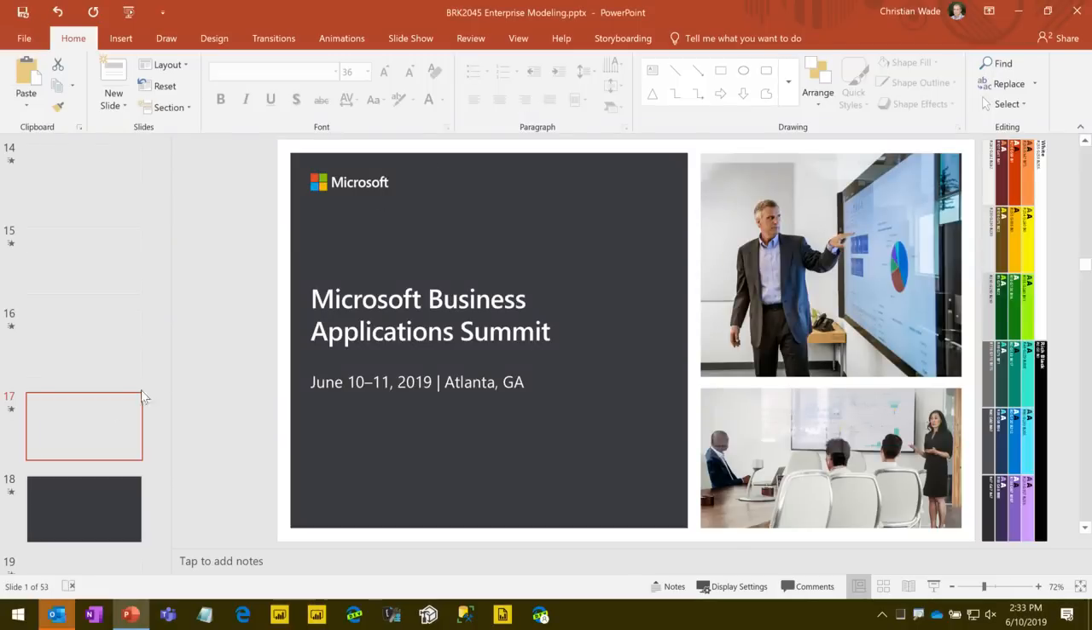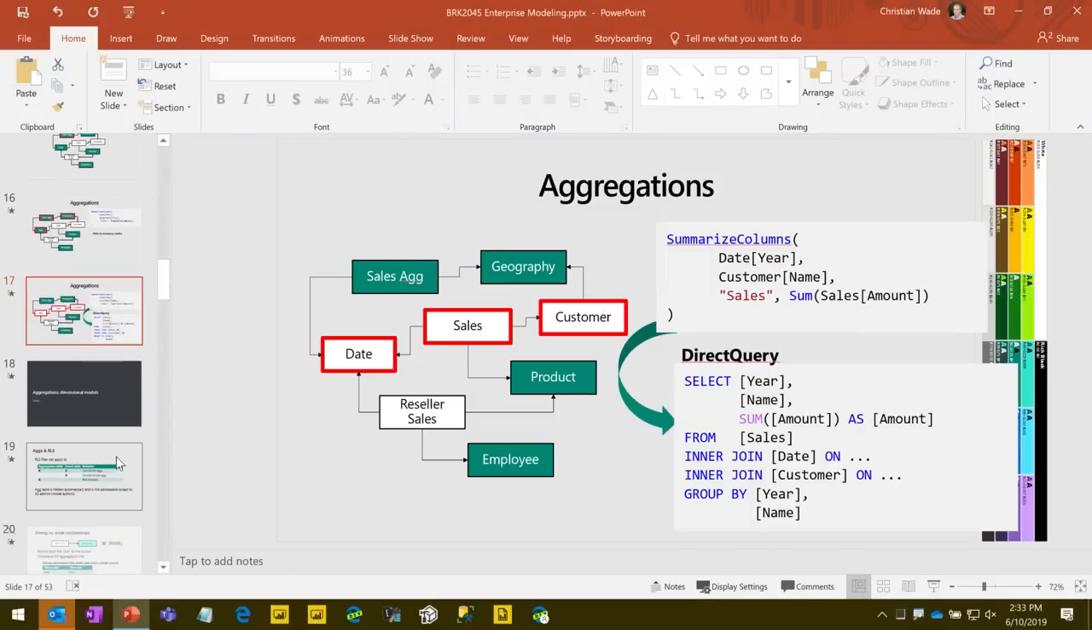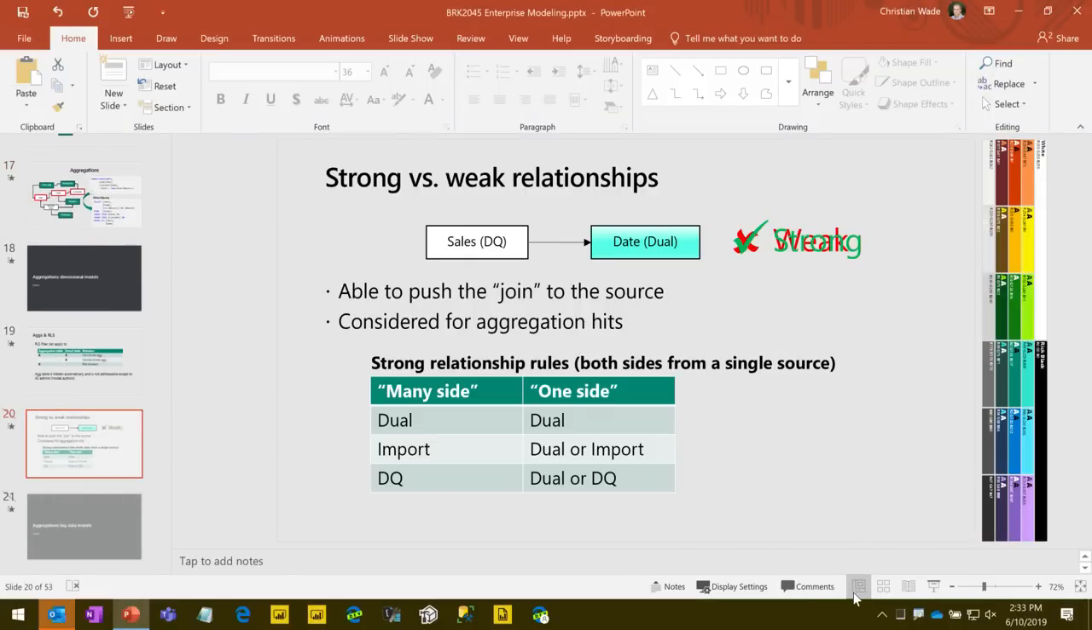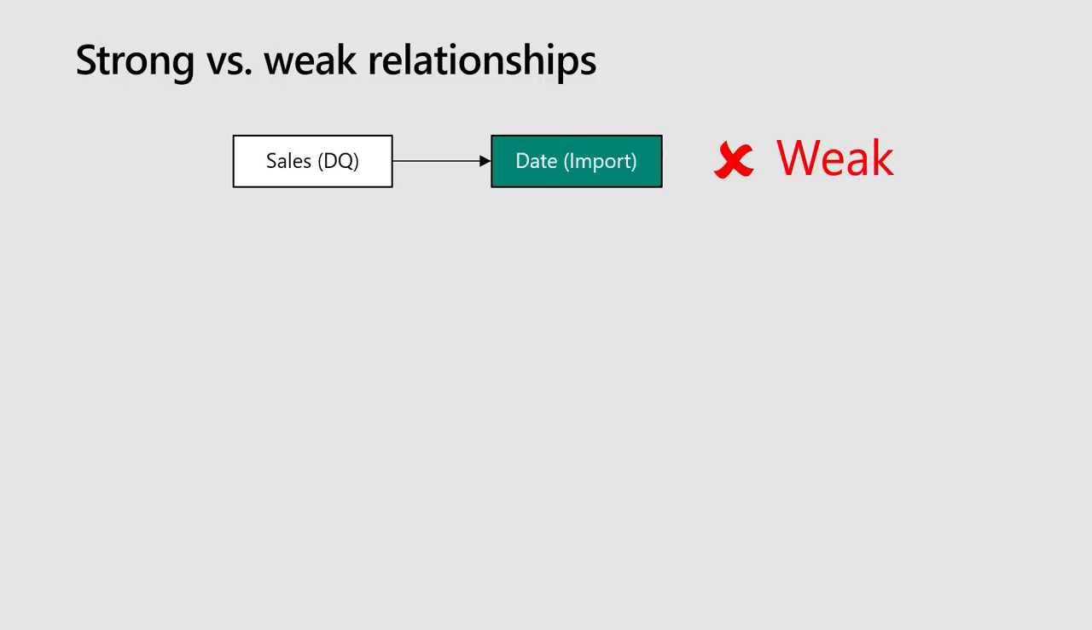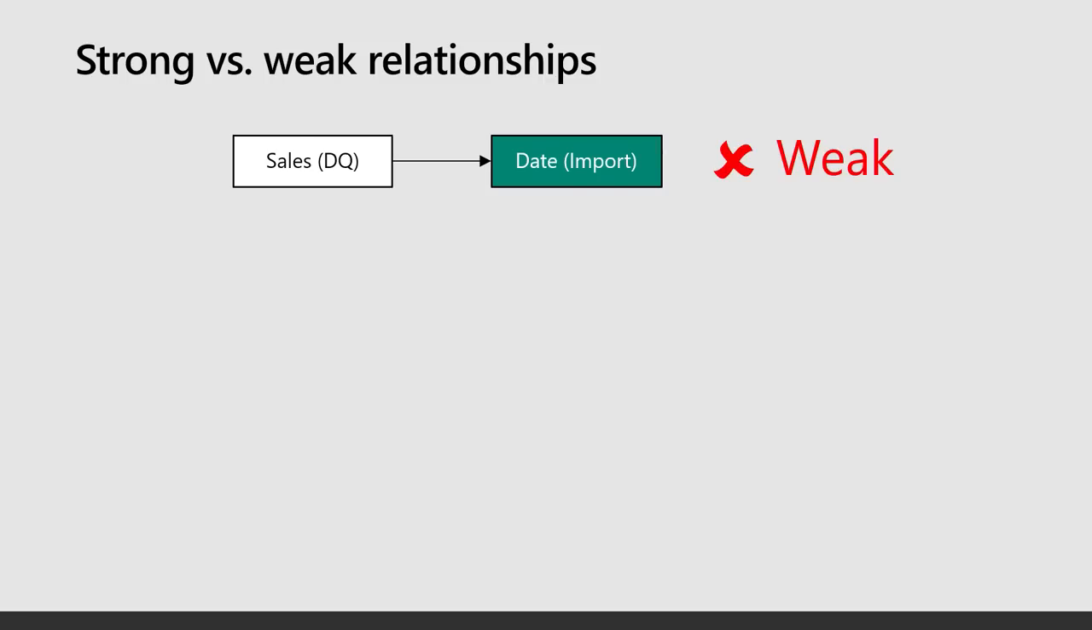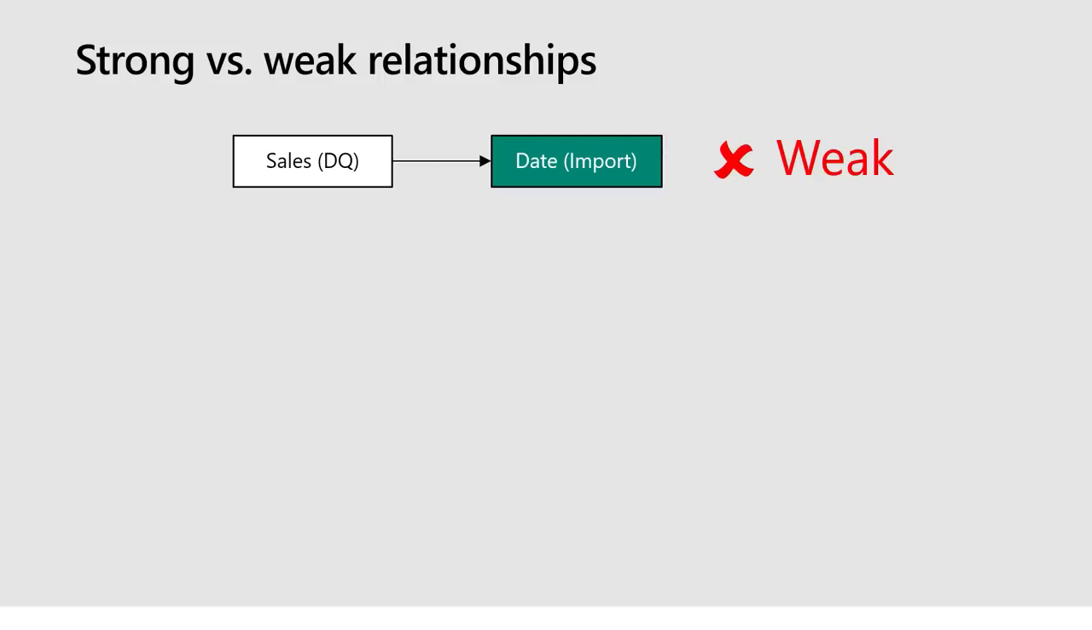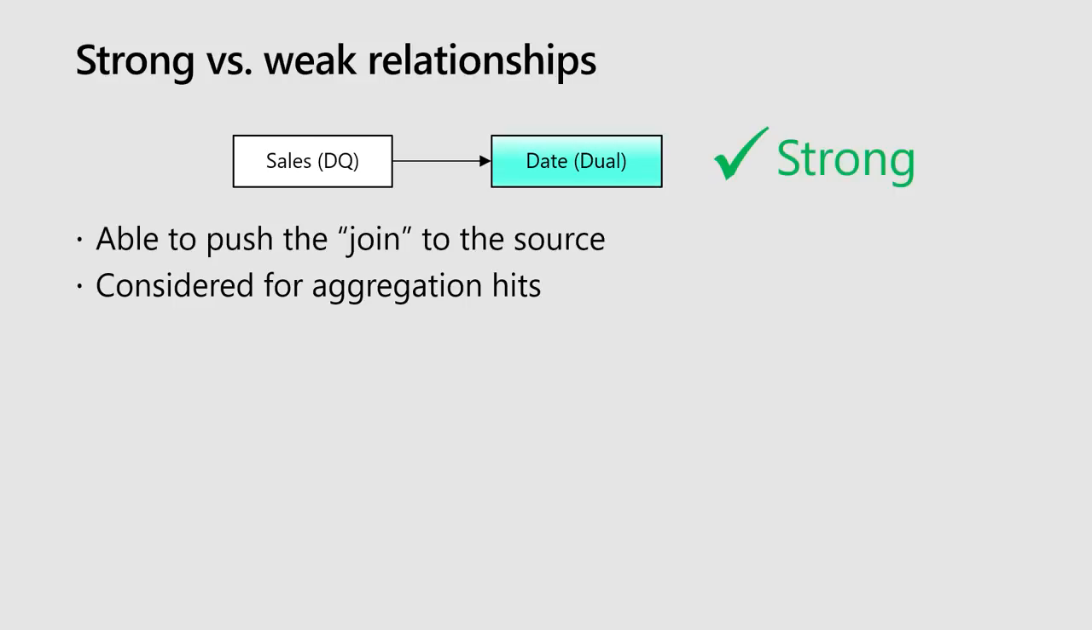I actually have a slide really quickly to answer that, this one. Okay, so if sales was direct query and date was import, this would be deemed weak. It would not be able to push the sum group by down to the source. Whereas if we make date dual, assuming date is from the same source, it can then push that sum group by down to the source.